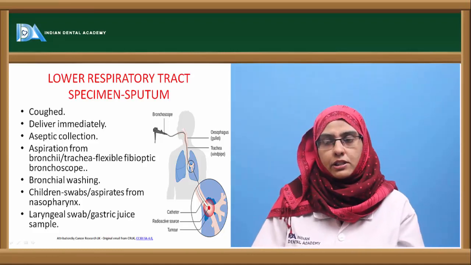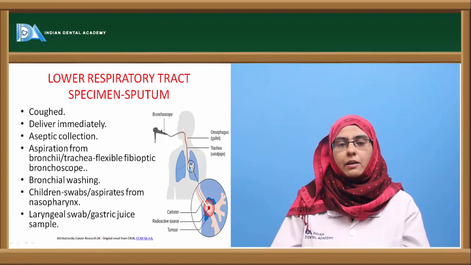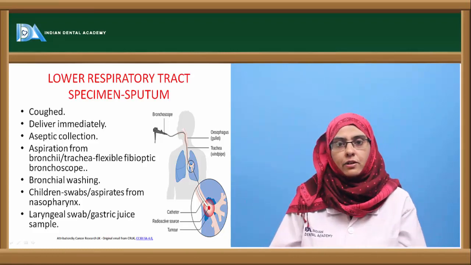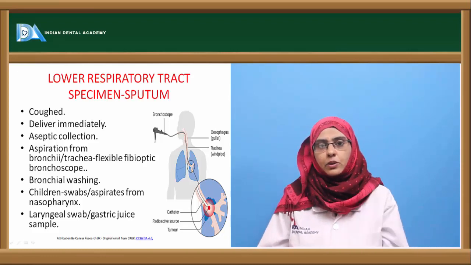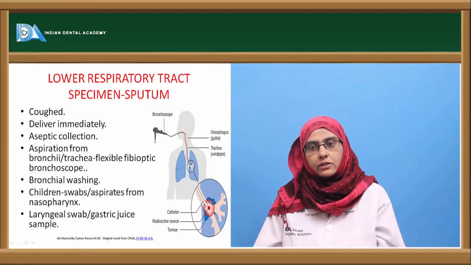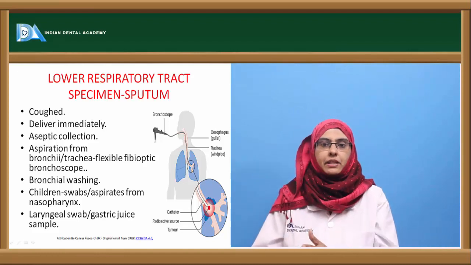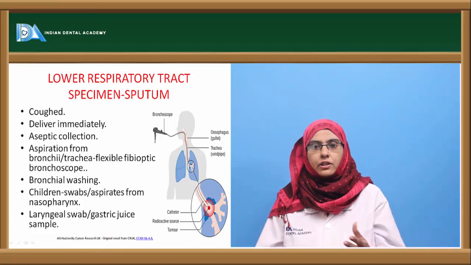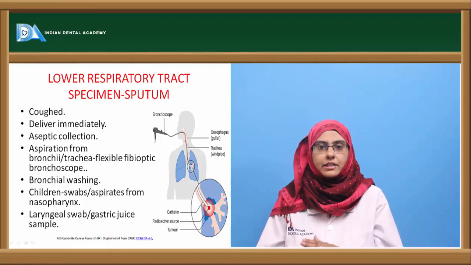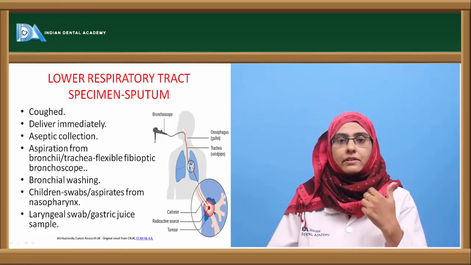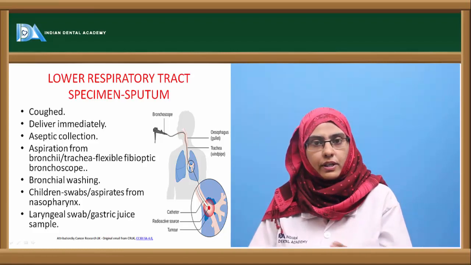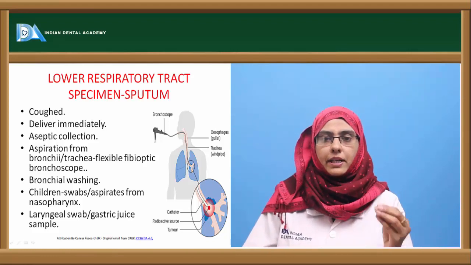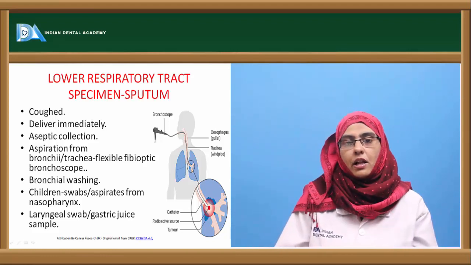And aspiration can also be done from the bronchi or trachea with the help of a flexible fibre-optic bronchoscope, mostly used for children or patients who cannot give the sputum voluntarily. In that case you can also make use of other specimens that represent the disease area, such as aspiration from the nasopharynx, laryngeal swabs, or gastric juice. Mostly in the case of children who cannot give the sputum voluntarily, you can go for gastric juice, because it is said that gastric juice may harbor certain microorganisms that come directly from the lower respiratory tract.